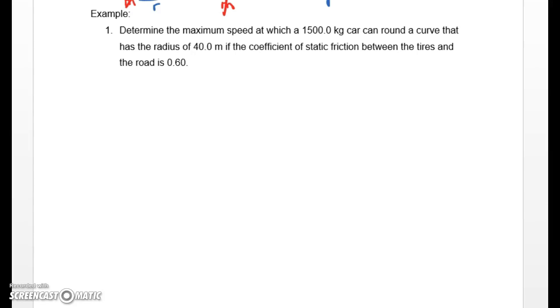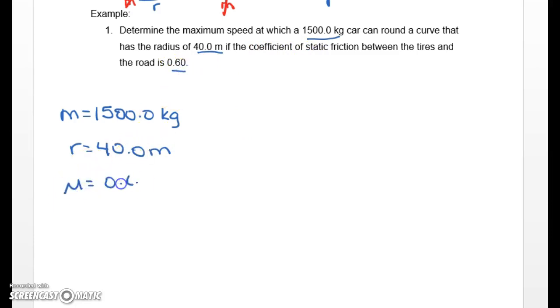What we're going to do first, as always, is write out our information. Here we're given that the mass of the car is 1,500 kilograms. The radius of the curve is 40.0 meters. And the coefficient of static friction is 0.60, which is mu. Remember, your coefficient of static friction does not have any units. And the last thing we're looking for is that speed, so we're looking for v.